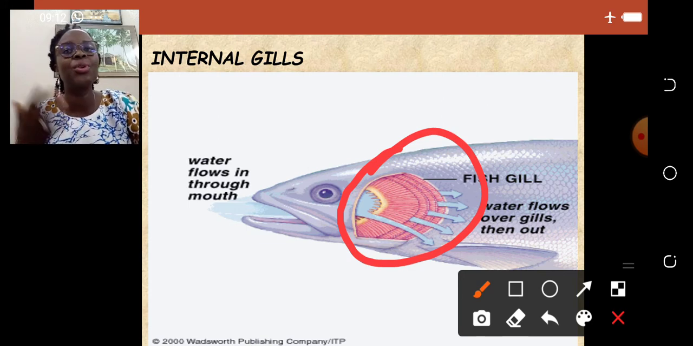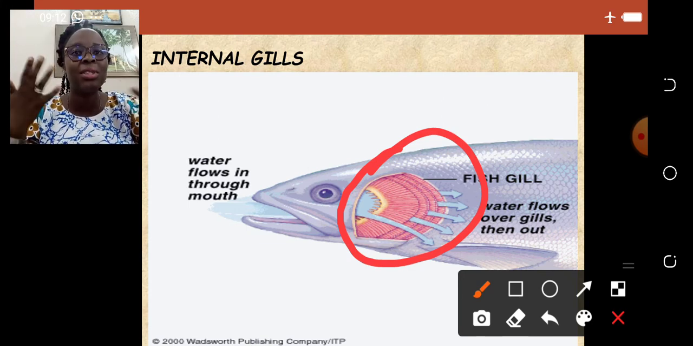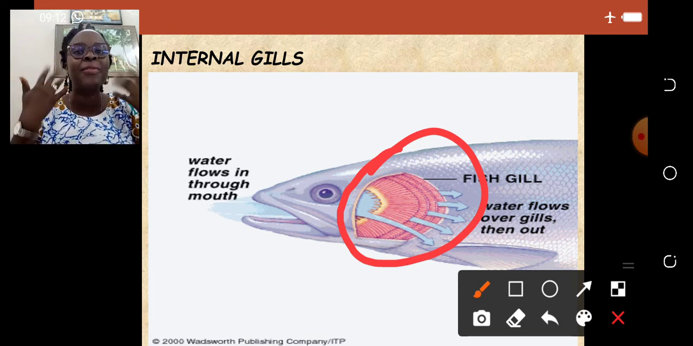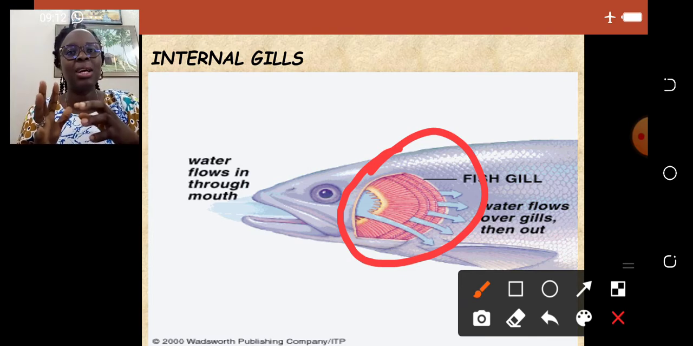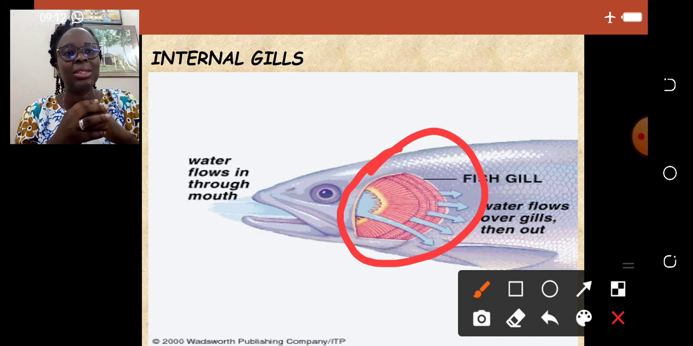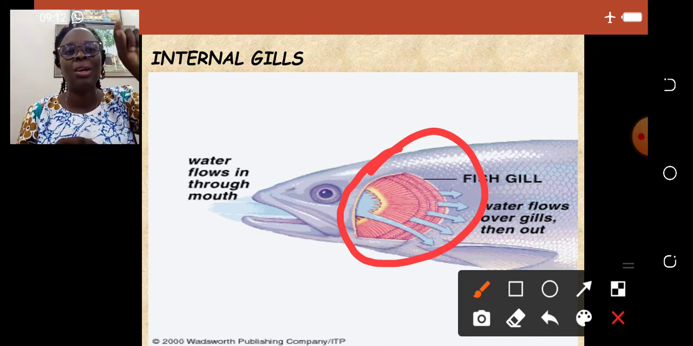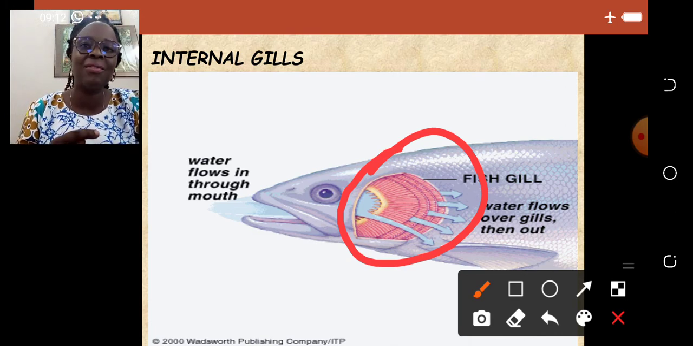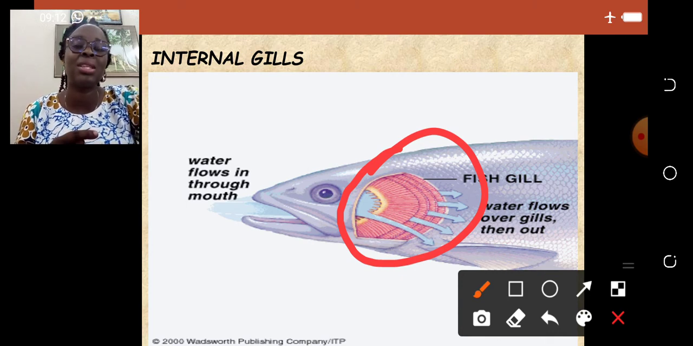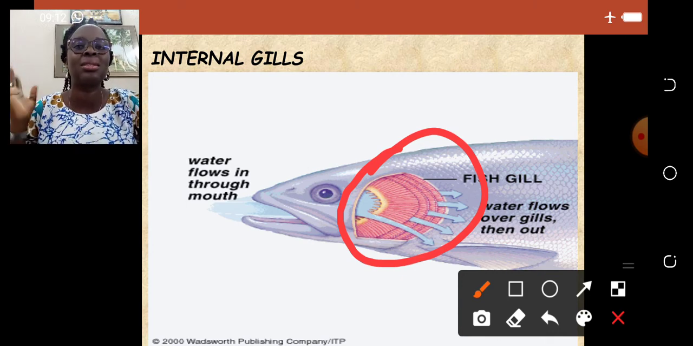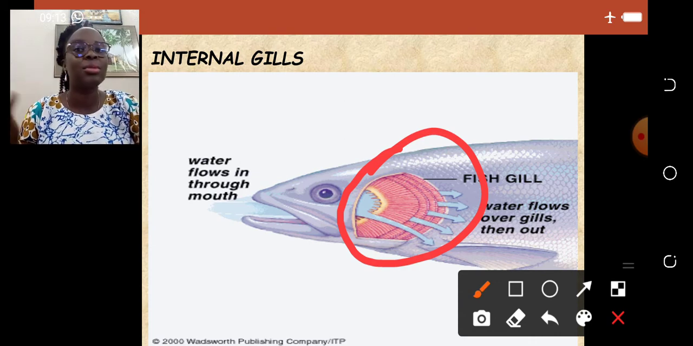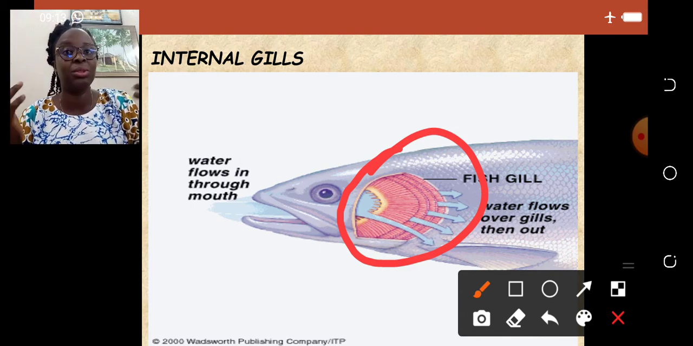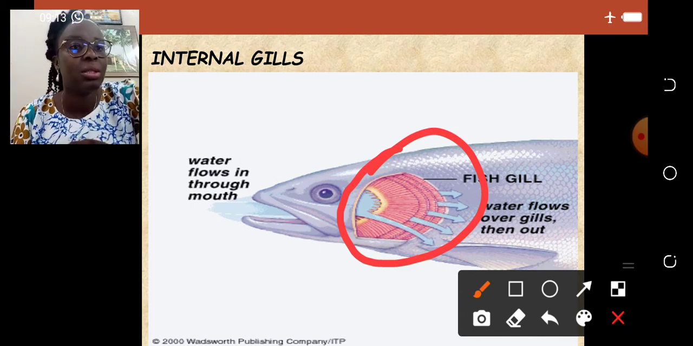While it is flowing, you can see that it's actually flowing over the gills, and as it's flowing over the gills, there is exchange of gas. Carbon dioxide is being released into the water via the gills, and oxygen is being taken in from that water via the gills into the system of the fish, and the fish can use it for aerobic respiration, which we have seen in our last topic.